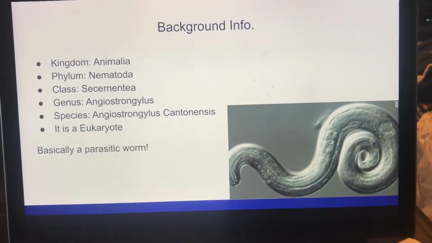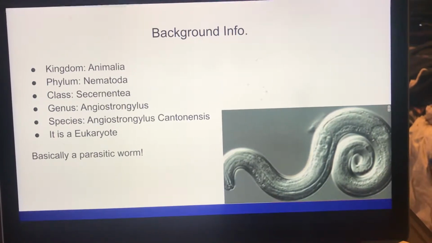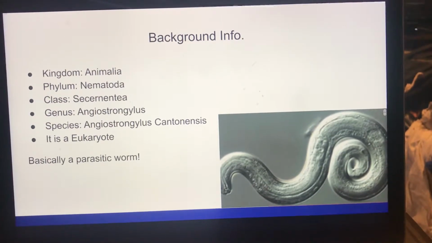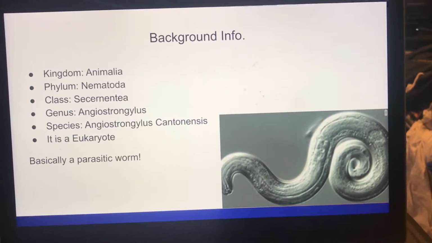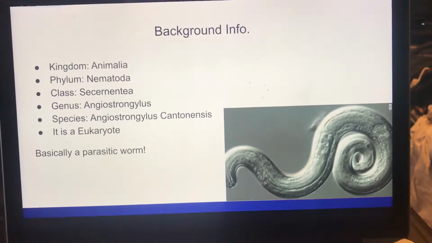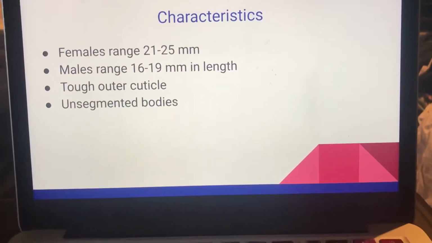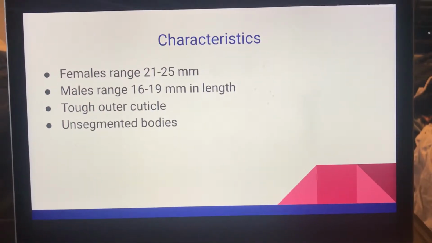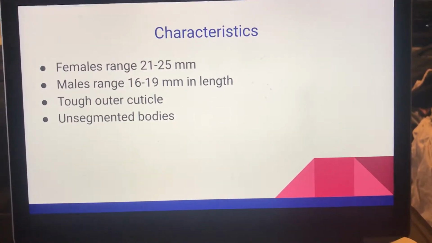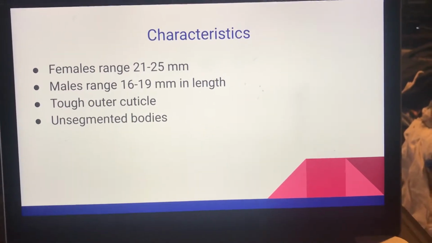The kingdom for this is Animalia, phylum is Nematoda, class is Chromadorea, genus is Angiostrongylus, and species is Angiostrongylus cantonensis. This is a eukaryote. It's basically a parasitic worm. I apologize if I butcher these words, but some characteristics of these parasites are that the females are actually larger than males, coming in at 21 to 25 millimeters, whereas the males are 16 to 19 millimeters in length. These parasites have a tough outer cuticle and their bodies are unsegmented.